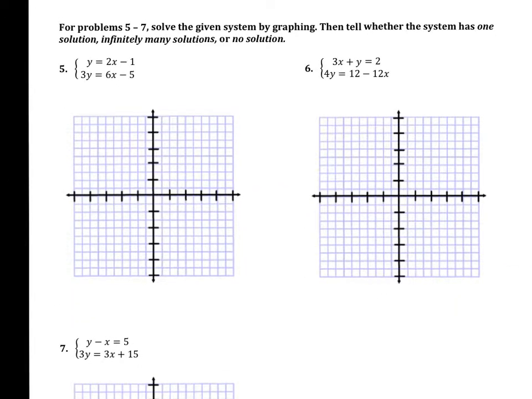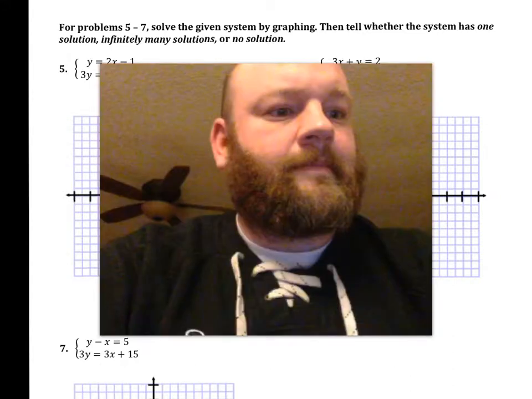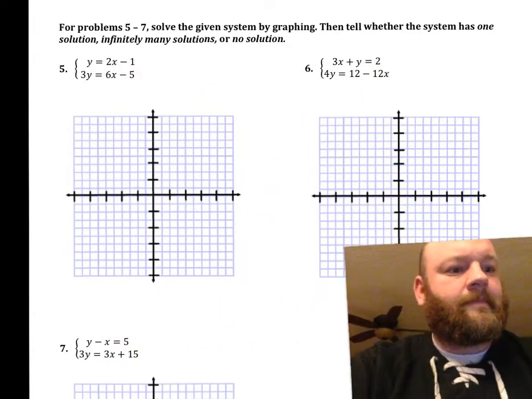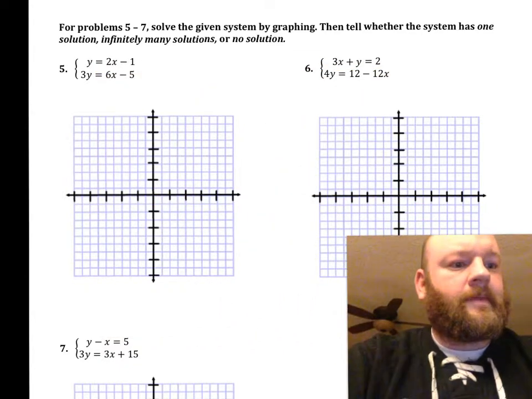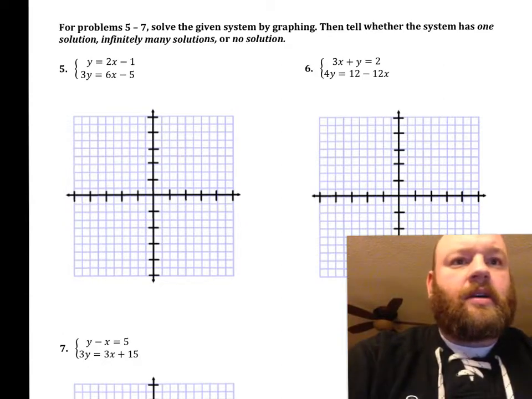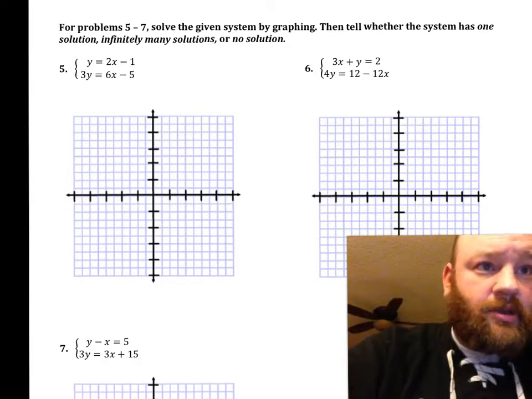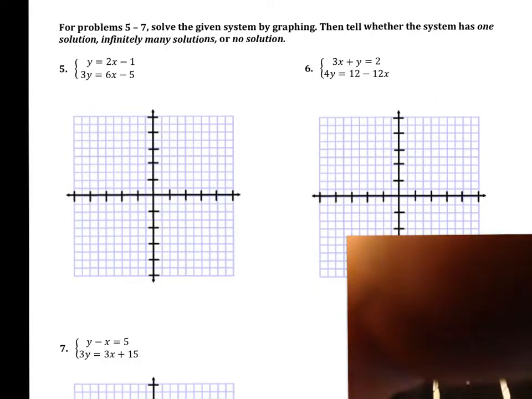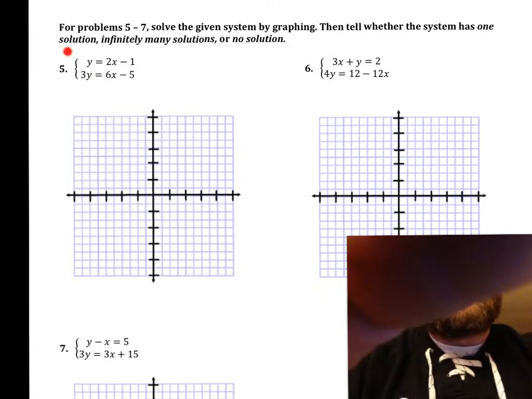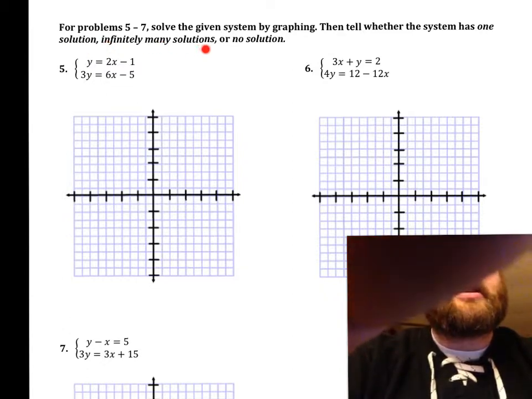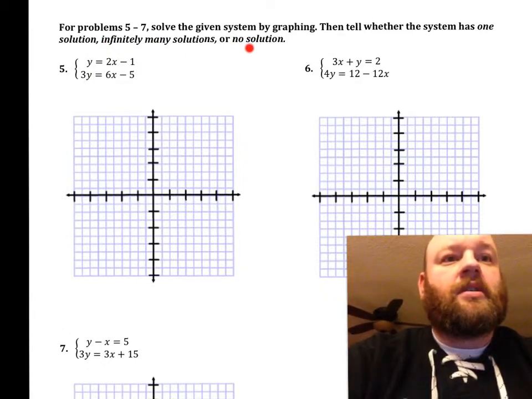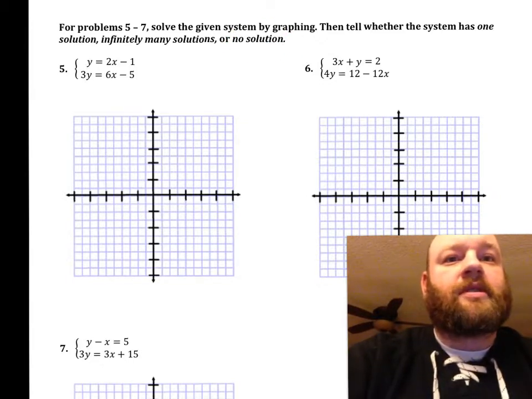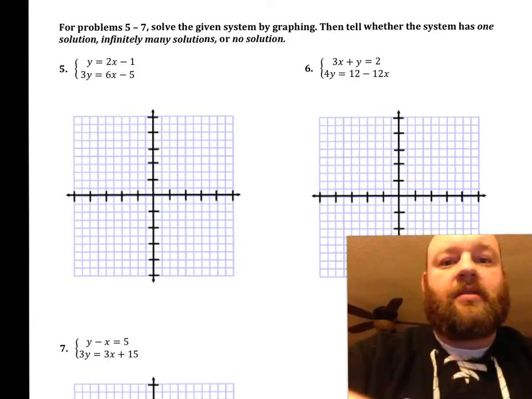Alright, for some reason the video didn't pop up, but that's alright. We can make it pop up here. Now 5 through 7 say solve the system by graphing, which we're going to do, and tell if it has 1, infinitely many, or no solutions. Just remember, one solution is if they cross. Infinitely many is when they're the same equation. No solution is when they're parallel, so they have the same slope and different y-intercepts.